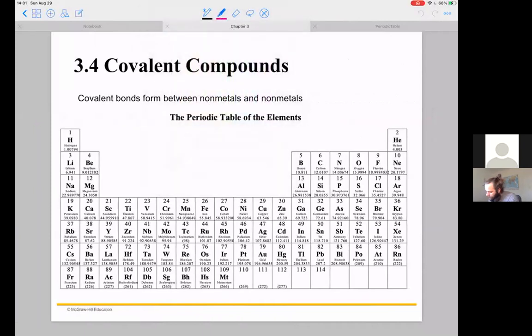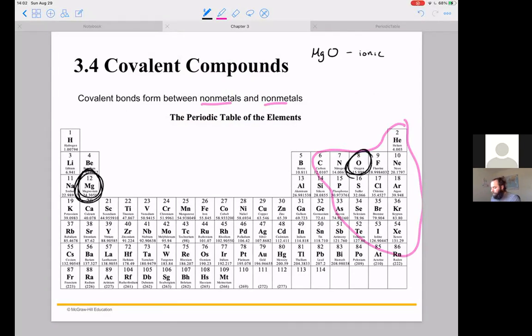Covalent compounds form between nonmetals and other nonmetals. So both of those are going to live on this half of the periodic table, right? So something like magnesium oxide, we talked about, this is ionic because magnesium's over here and oxygen's over here. I have something from the left, something from the right. If I have something like CO2, this is covalent because both of those elements live on the right side of the periodic table. They're both nonmetals.